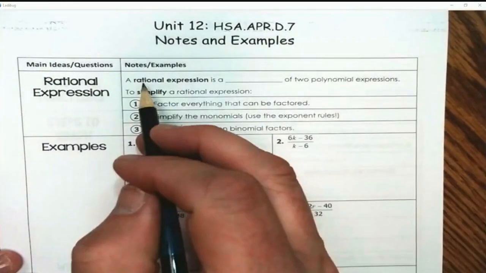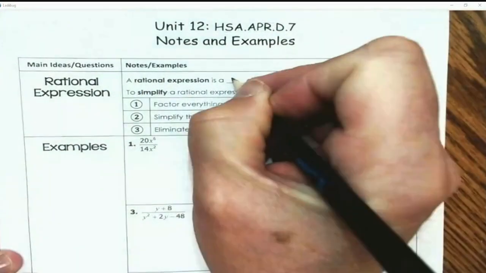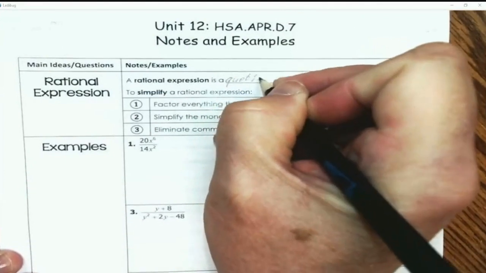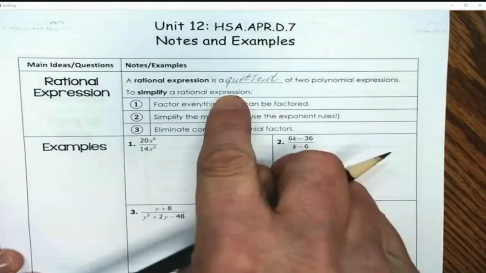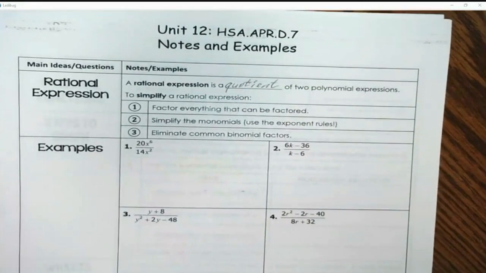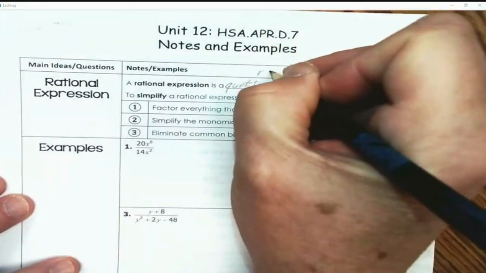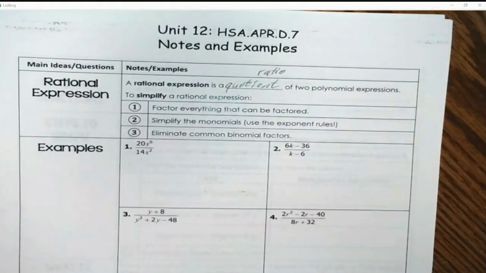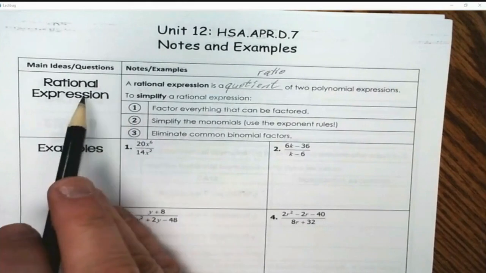So a rational expression is a quotient of two polynomial expressions. That means there's one on top of another. It's like a fraction. You could also say this is a ratio, a ratio of one to another. So this is what we do when we have rational expressions.